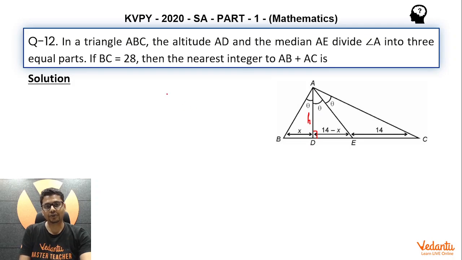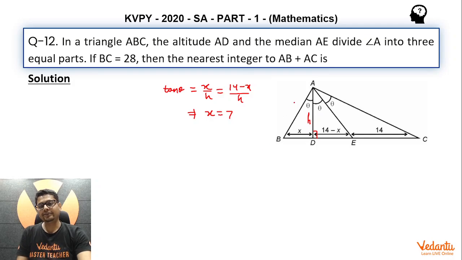Or you can see the other way around. You may say tan theta, as per the triangle ABD, is perpendicular by base, so to speak. Tan theta is x by h. And the same tan theta you can write as 14 minus x by h if you consider triangle ADE. So essentially it means, as we had already concluded, x equal to 14 minus x, that means x is equal to 7. Here ultimately we want the value of AB plus AC.